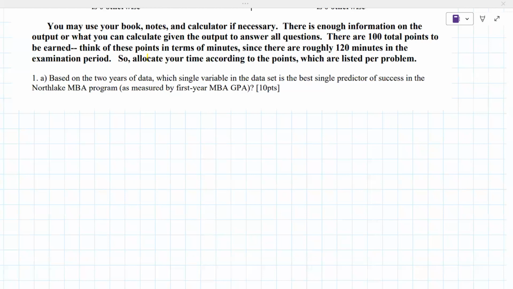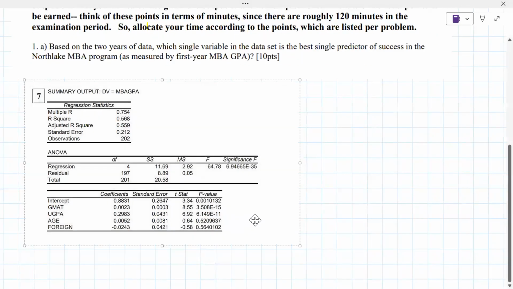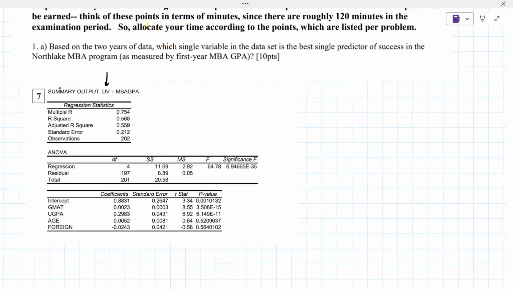So table 7 is some sort of regression output. The thing is, I don't know what DV stands for, but I believe it's the direct variable, MBA GPA. So you're using some software in this class, whatever. The question is, what is the quality of this model?